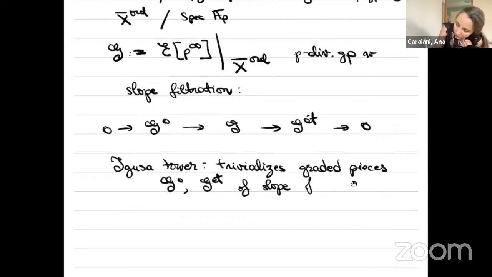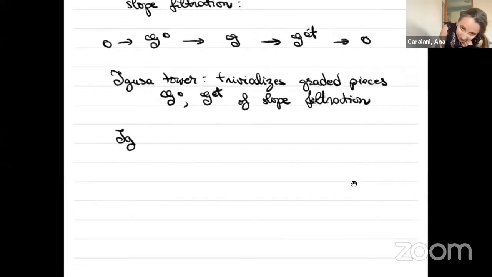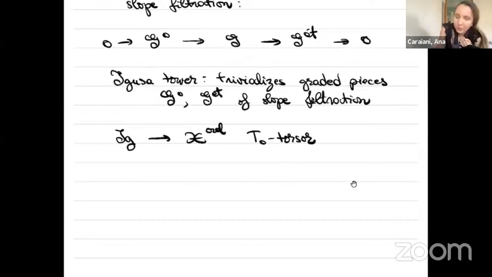And one advantage of looking at the Igusa tower is that you can even make sense of it as a p-adic formal scheme, because since it's a pro-finite étale cover, it will lift uniquely. So it's a T0 torsor over the ordinary locus as a formal scheme. And one thing that happens is that it gives a canonical trivialization of the automorphic line bundle omega.